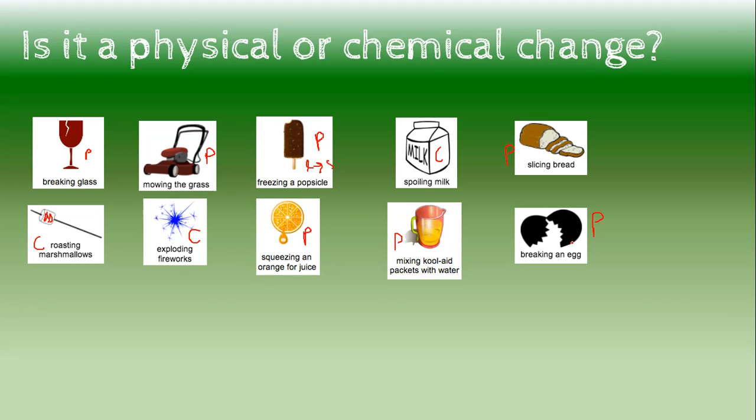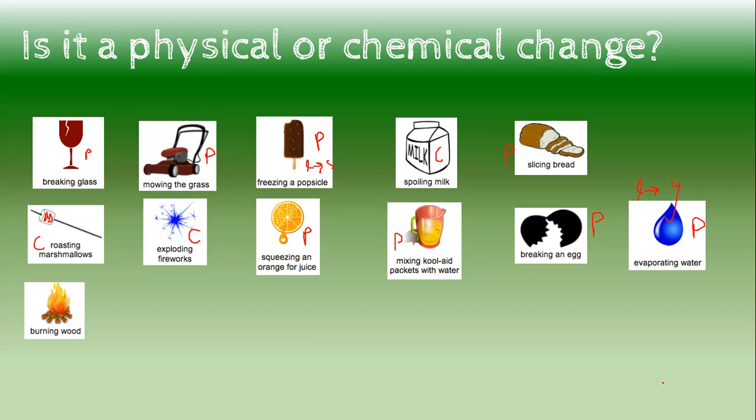Now, if I cook that egg, I can smell it cooking. It changes color. That would make it a chemical reaction. But just breaking it is physical. Evaporating water is just a phase change. It is physical. So we're just going from a liquid to a gas. All right, burning wood, I can smell it. It's producing light, and my products are not equal to my reactants. Therefore, it is chemical.